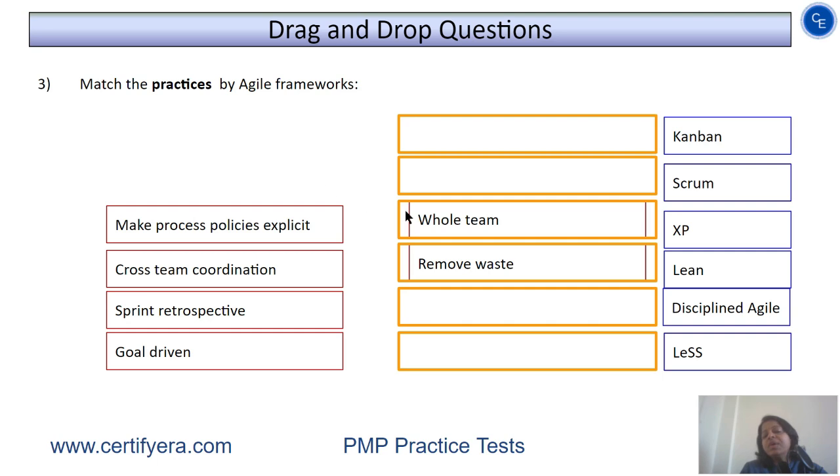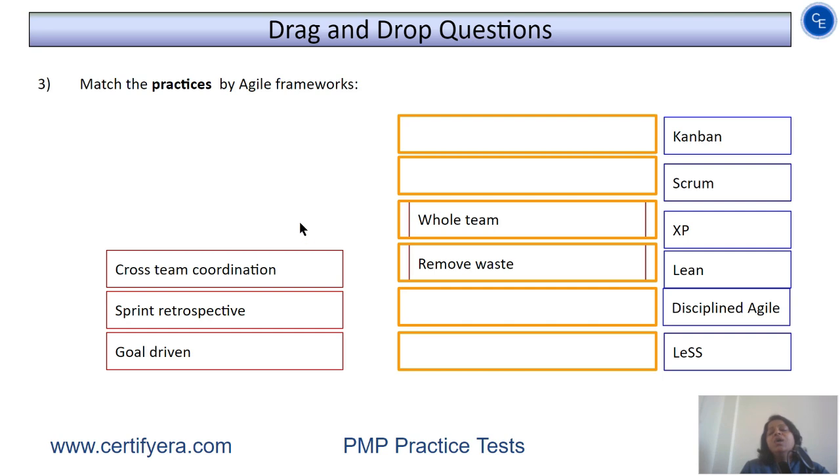So this is how we are going to drag the item to match with the right framework. The next practice is make process policies explicit, which we discussed in Kanban framework. Make process policies explicit is one of the principles of Kanban framework, so it belongs to Kanban framework.